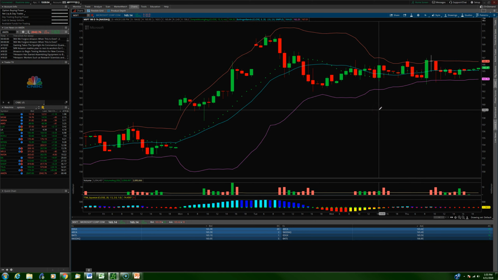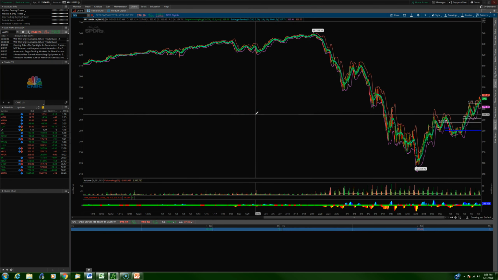Now, how do we go about playing this, right? Do we buy calls? Do we buy puts? What's the thought process here? For me, guys, it all starts with overall market direction. So when I look at the SPY right now, if I'm looking at an hourly squeeze, I'm looking for a day trade. I'm looking for a trade that's going to last a few hours.